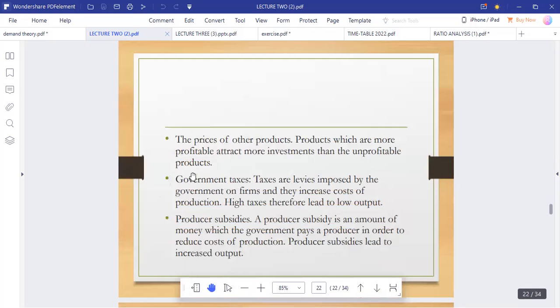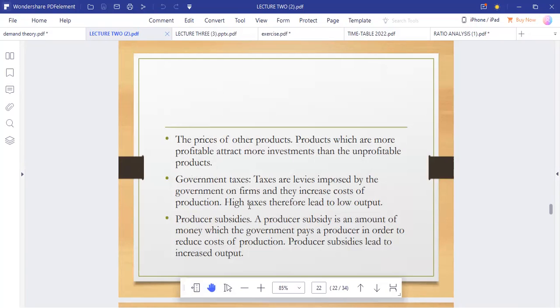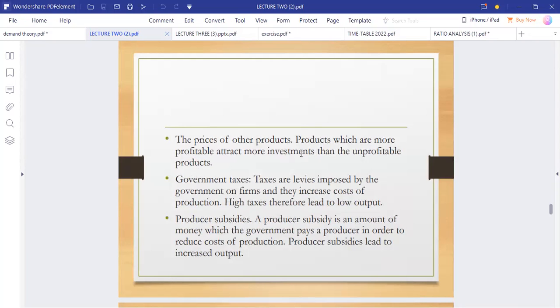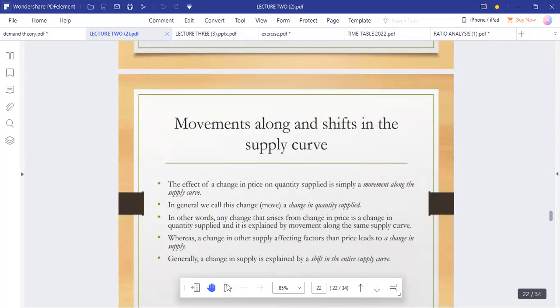The other issues are government taxes. If there are high taxes, you will supply less. If there are producer subsidies, you produce more. And the price of other goods, like substitute goods and complementary goods, are very important in supply.